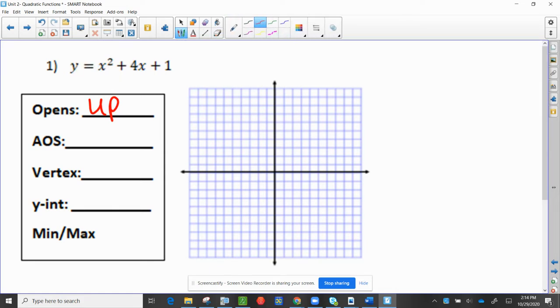The next thing I find is the axis of symmetry and the vertex. Those are going to go together. The way we find those two things is we use that formula. So maybe I'll just put that up here: axis of symmetry slash the vertex.